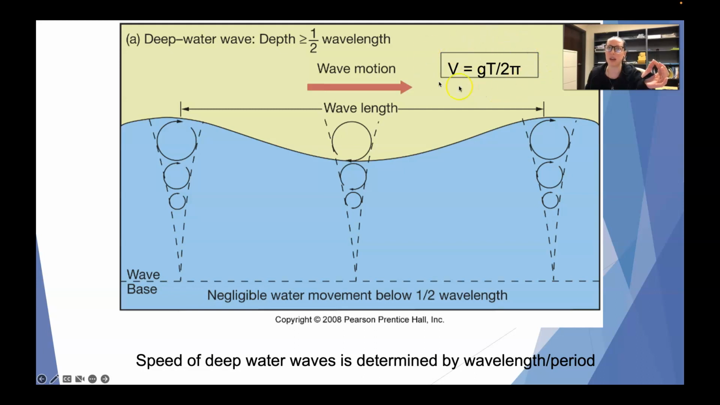And this is just how fast the wave travels. V is just speed, which is gravity times the period, I think, divided by 2 pi. So yeah, the speed is determined by the wavelength over the period.